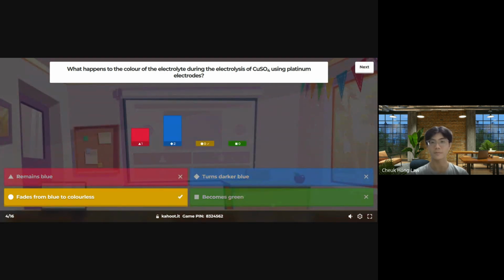What happens to the color of the electrolyte during electrolysis of CuSO4? During electrolysis of CuSO4, the ions that are discharged are copper, Cu2+, and OH minus. If copper ions are discharged, then the blue color will slowly fade away, because copper(II) sulfate is blue because of the copper(II) ions. So if Cu2+ ions are being discharged, the color will fade away. It will turn from blue to colorless.